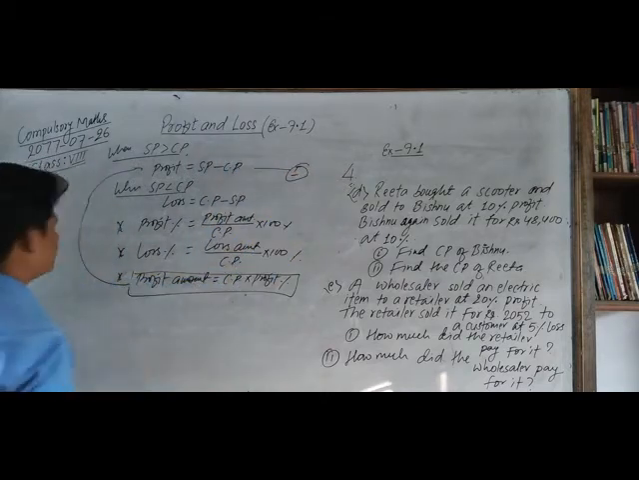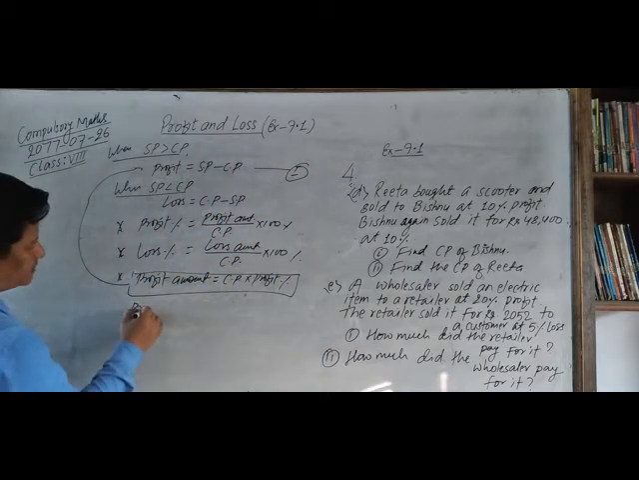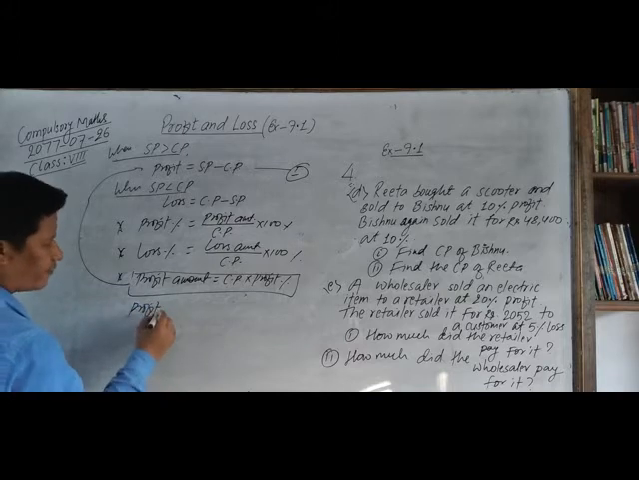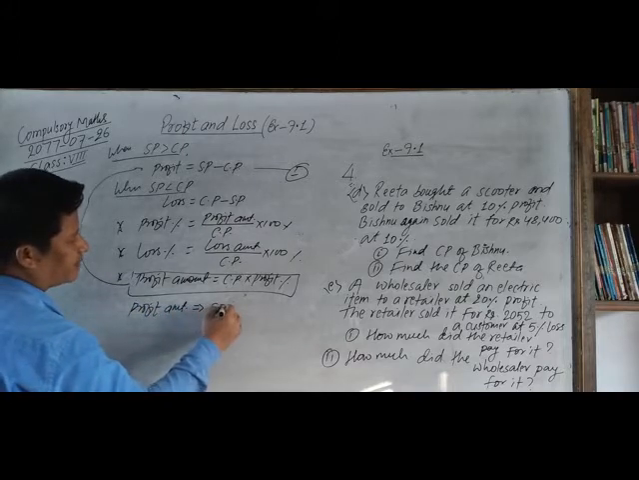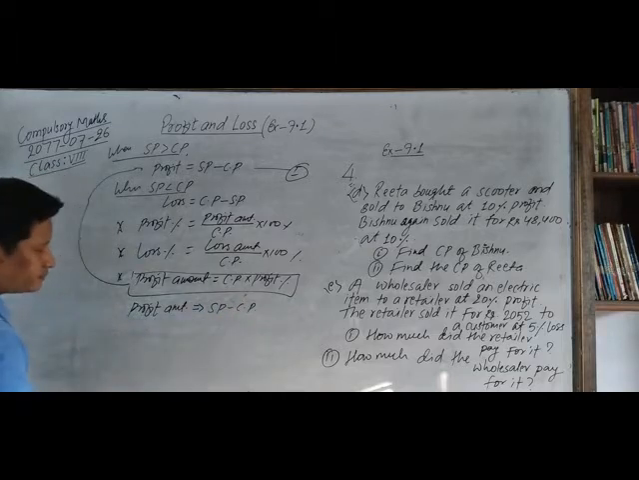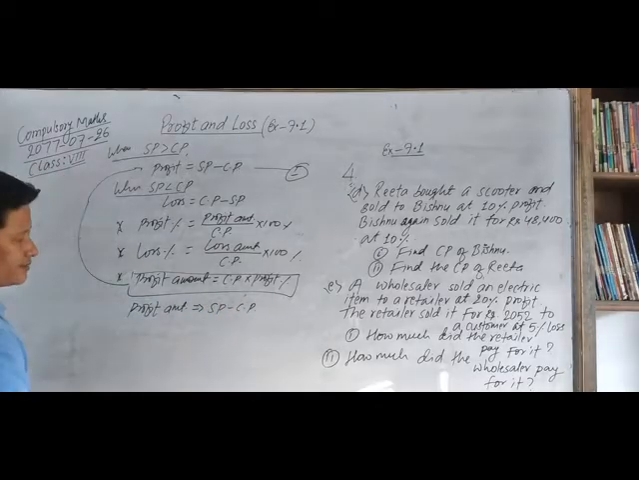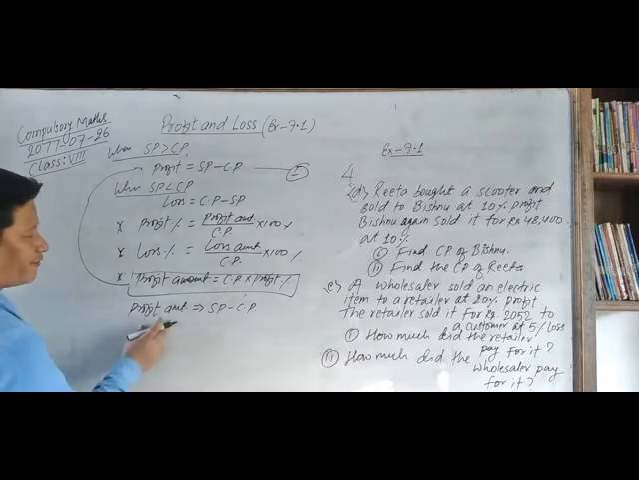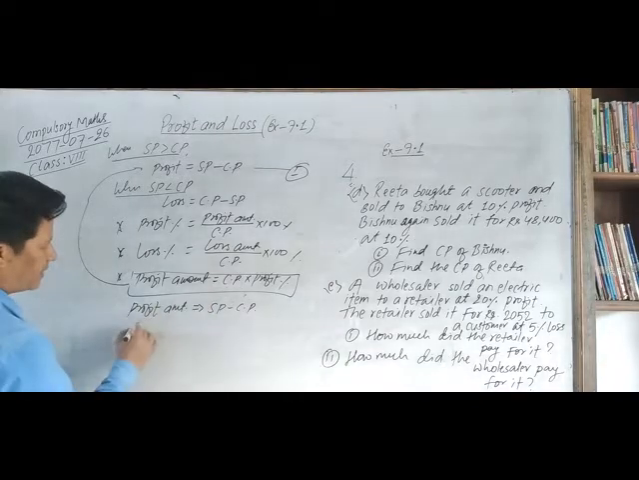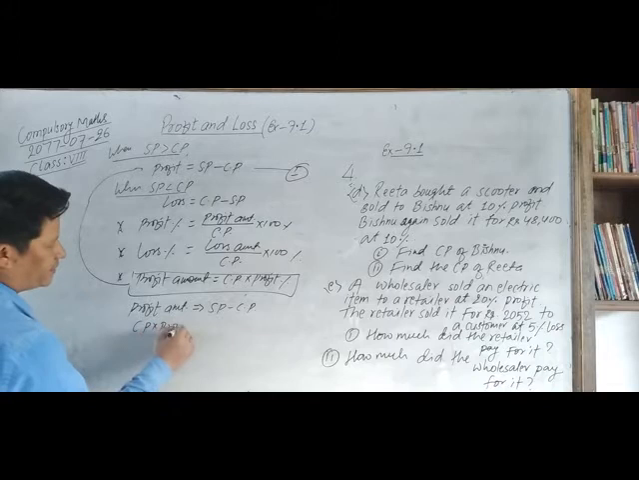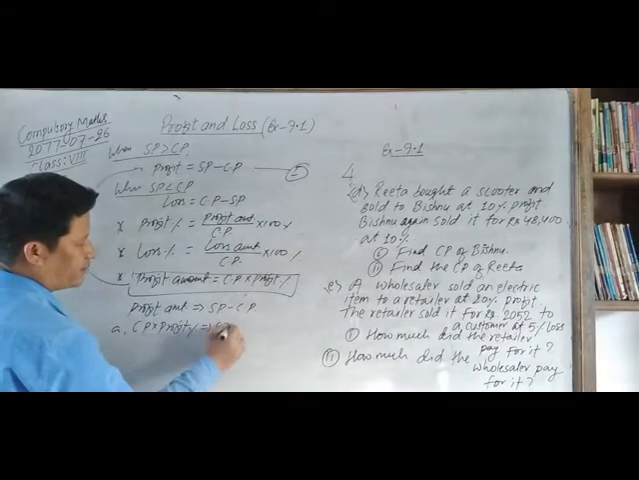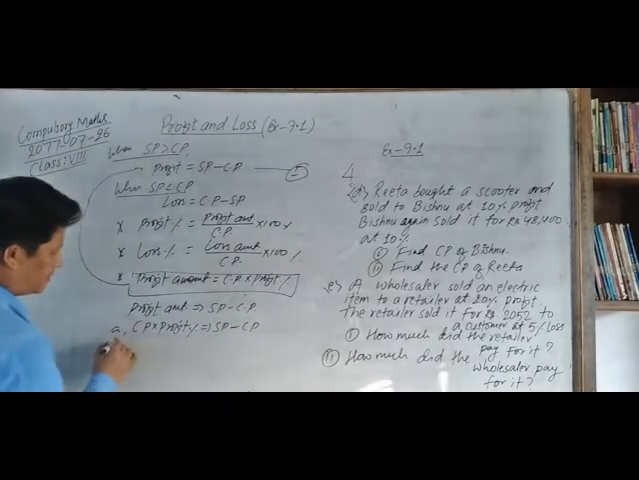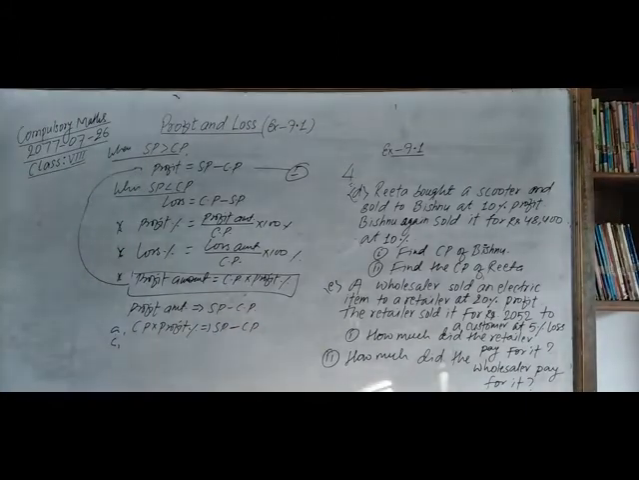formula number 1. Suppose we have the formula number 1, that is profit amount, that is SP minus CP. So in place of profit amount, we can replace it by cost price into profit percent, equals to SP minus CP. We can derive another formula.